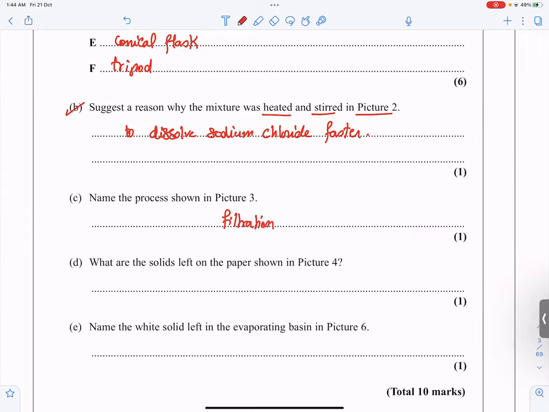Question D: what are the solids left on the paper? They are clay and sand. Question E: name the white solid left in the evaporating basin in picture number six. It is sodium chloride.